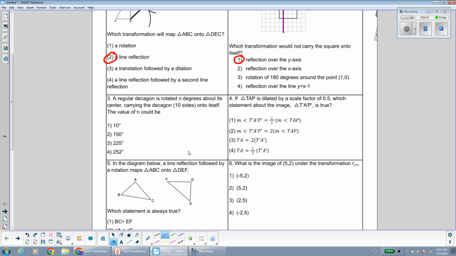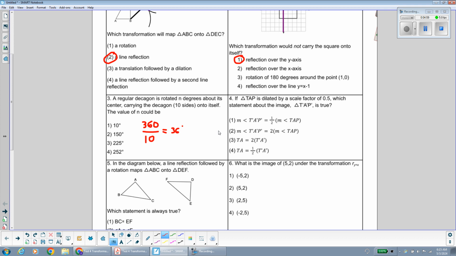Moving on to number 3, we need to find when the decagon is going to look like itself. It's a rotational symmetry question. A full rotation is 360 degrees, and a decagon has 10 sides and 10 angles. So the minimum number of degrees that we need to rotate this decagon by to make it look like itself is 36 degrees. That's not an answer choice here.